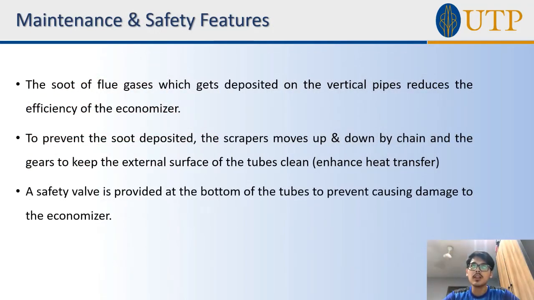Next are the maintenance and safety features. The soot of flue gases which gets deposited on the vertical pipes reduces the efficiency of the economizer. Hence, to prevent the soot from being deposited, the scrapers move up and down by chain and gears to keep the external surface of the tubes clean and thus enhance the heat transfer. A safety valve is provided at the bottom of the tubes to prevent damage to the economizer.